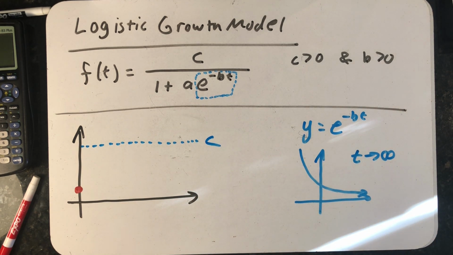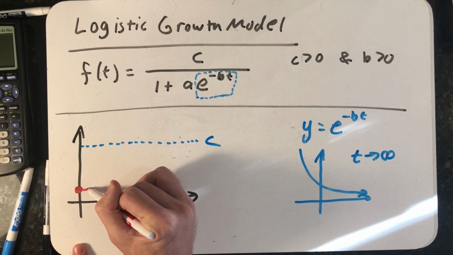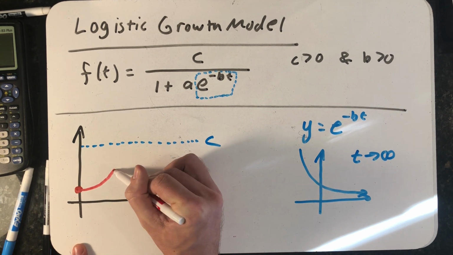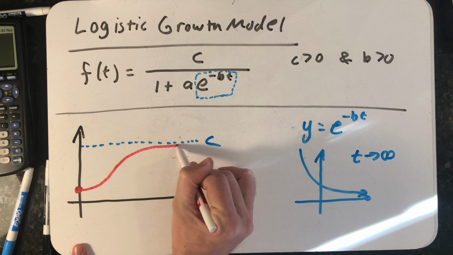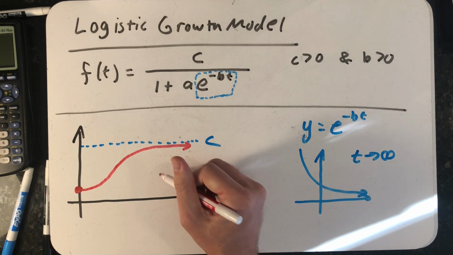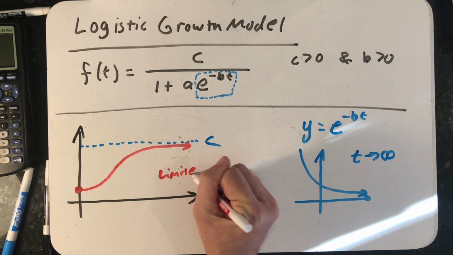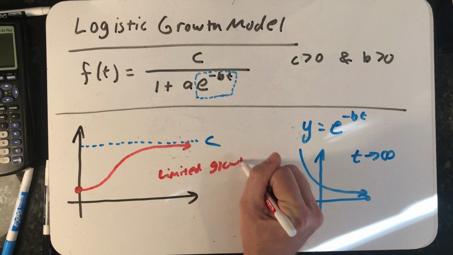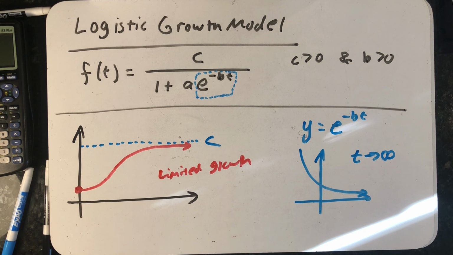And if we were to plug in a whole lot of points, we'd see a function that grew quickly to start with and then started to level off. And this is the shape of a logistic growth model. It's an example of what we call a limited growth model. Logistic functions are great for modeling things like populations.